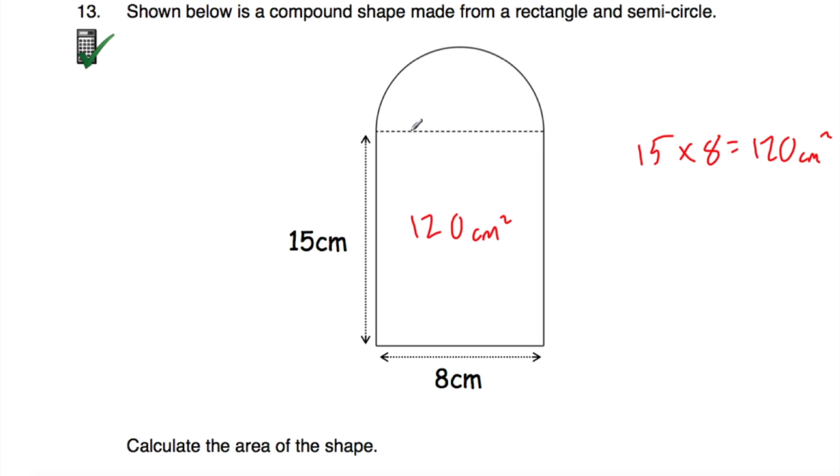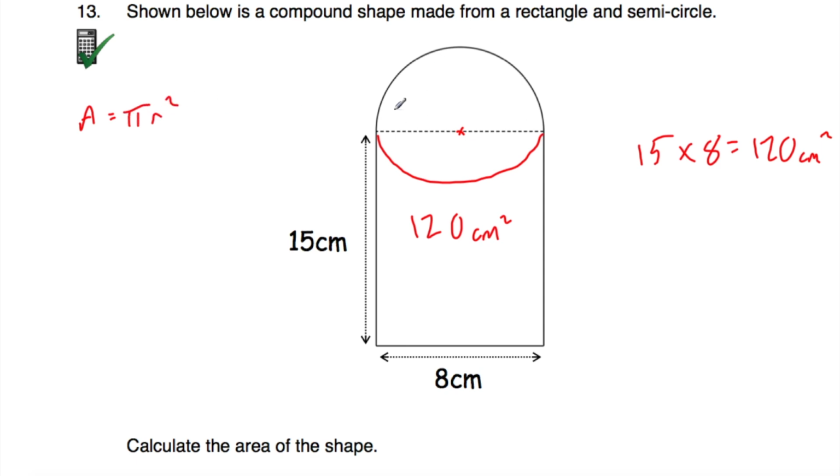Now, in terms of the semicircle, what we're going to do is we're going to find the area of the whole circle. So we're going to turn it into a whole circle. No, that's not the best of sketches, but pretend it's a whole circle. And we're going to find the area of the whole circle, and then we're going to divide by 2. So in terms of the whole circle, the radius of the circle, remember the area of a circle, area is equal to pi r squared.